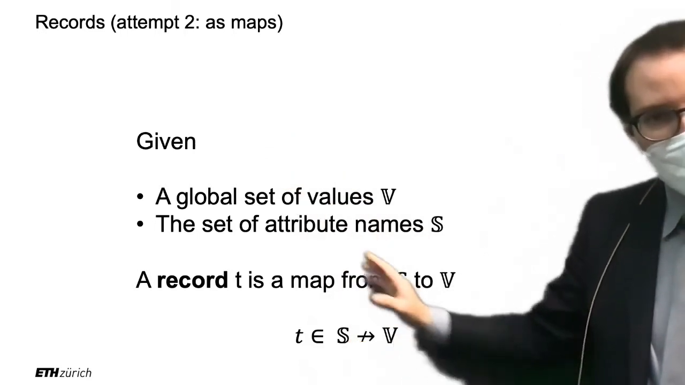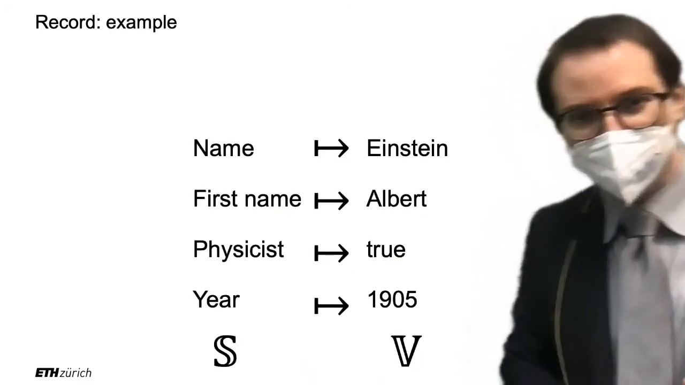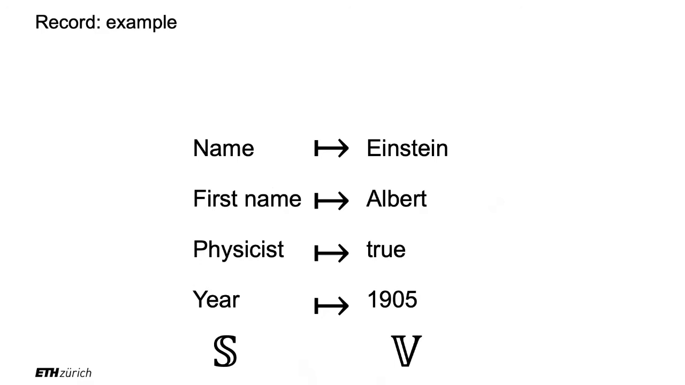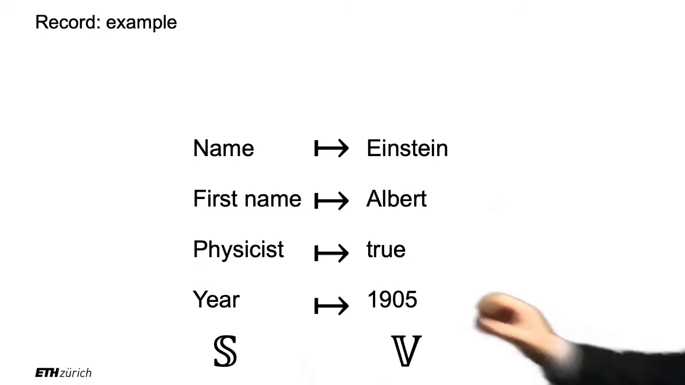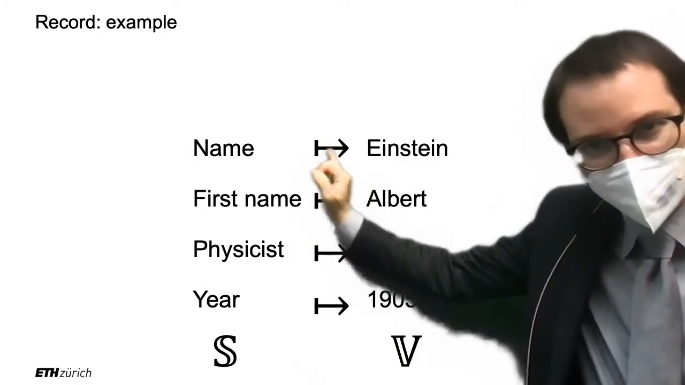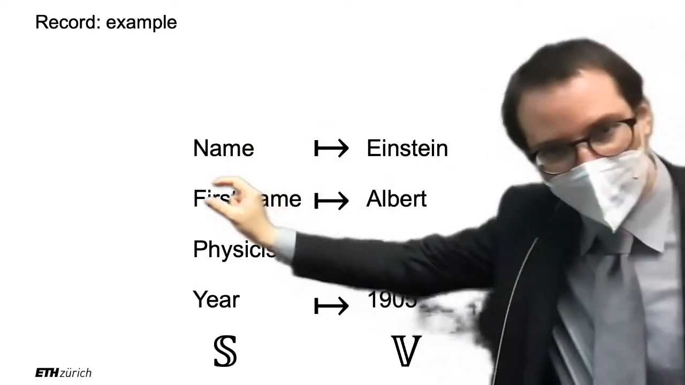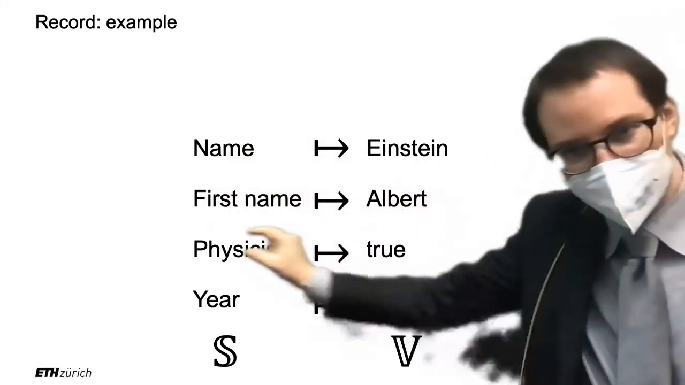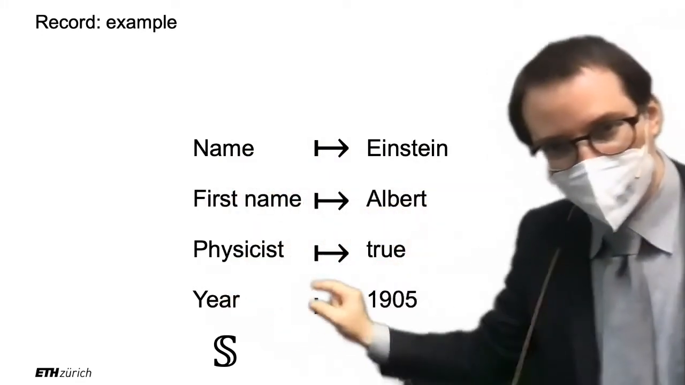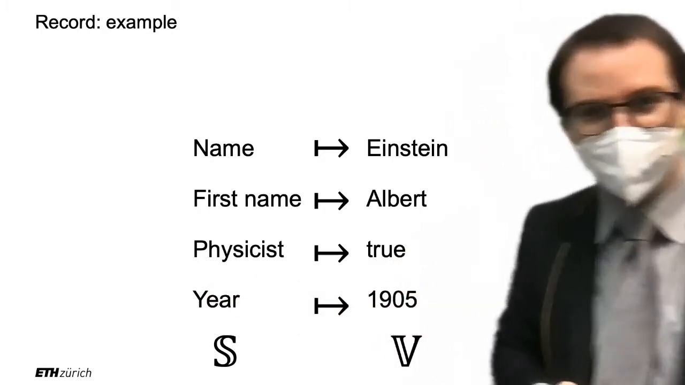All right. Normally, you have all the math you need to understand that. However, if you have a visual, it actually helps. So this is the visual. This is an example of a map where I'm listing the mappings, right? And I use this notation with the little vertical bar on the left. And that means name is associated with Einstein. First name is associated with Albert. Physicist is associated with True. Year is associated with 1905. By the way, Einstein is right there outside. You can speak with him if you want.